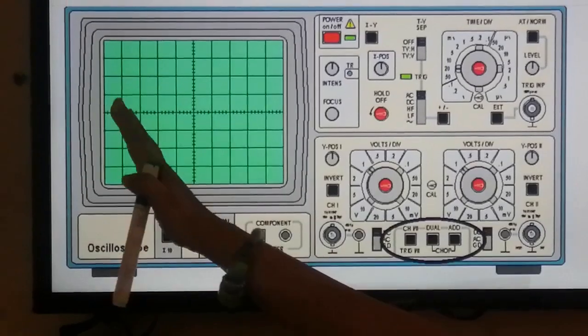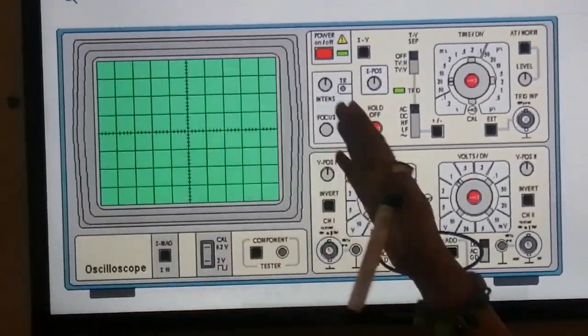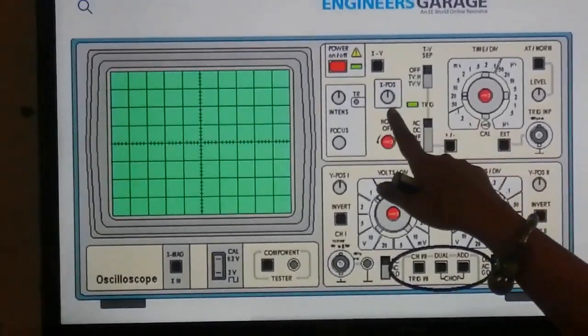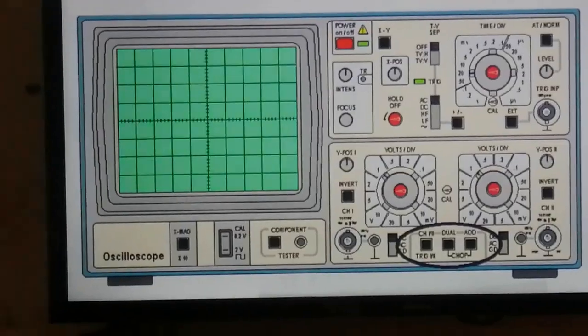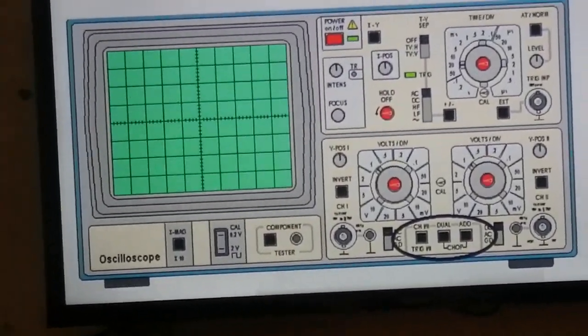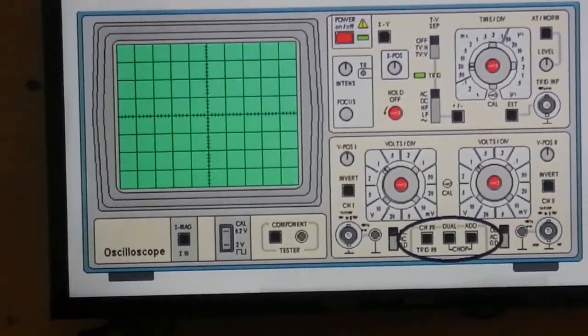And if we want to move the whole wave from the left-hand side to the right-hand side, or shift from right to left, then we use this X position knob. So in this way, we use these functions on the CRO apparatus to get our desired wave.